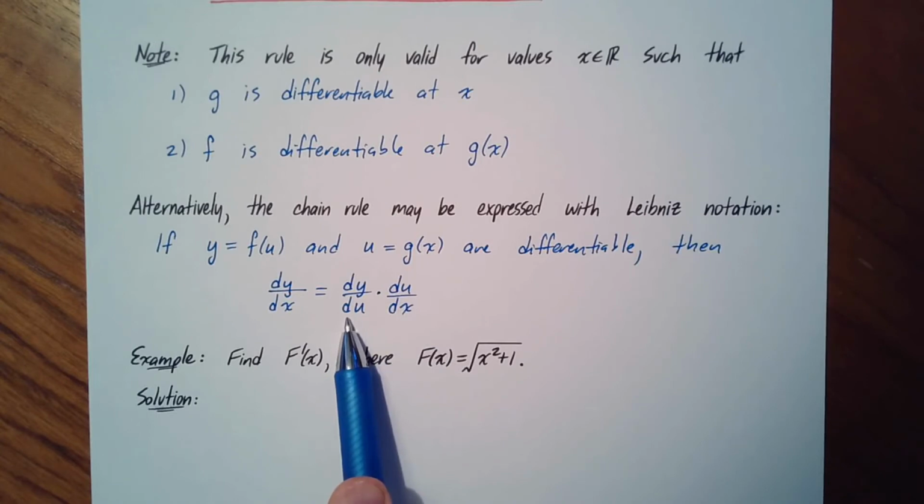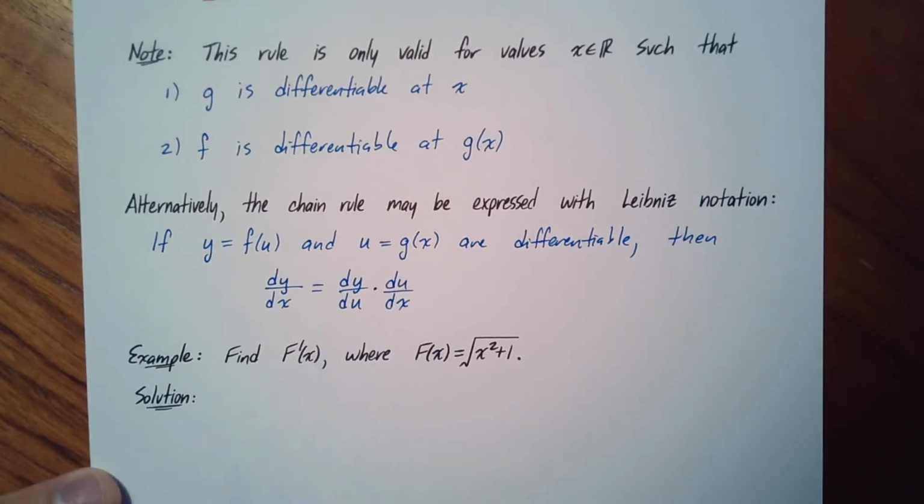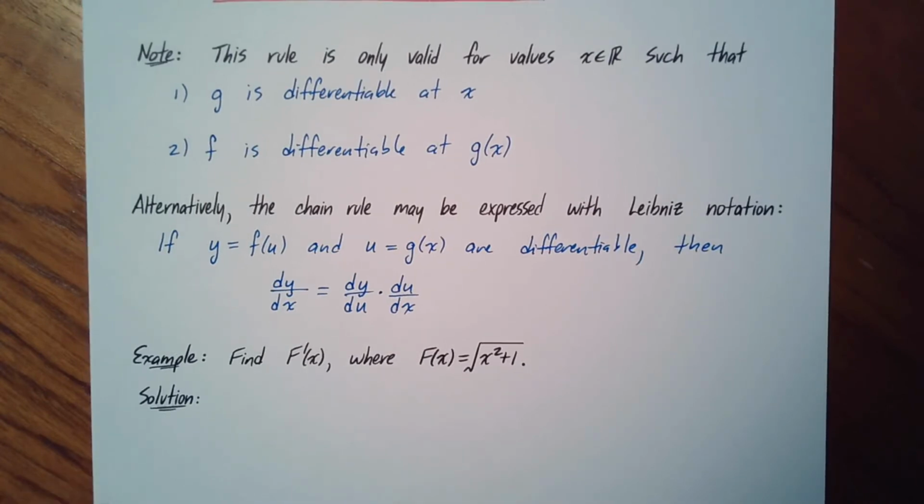And if you canceled them, what would you get on the right-hand side if you were to cancel the du's? You can't really do it. Technically, you can't do it, but it certainly is a nice memory tool to just imagine if you could. Because if you could do it, what would you get? You'd get dy over dx, which is what's written over here.